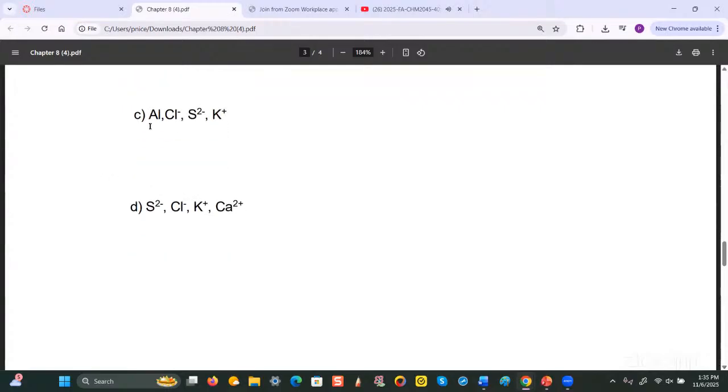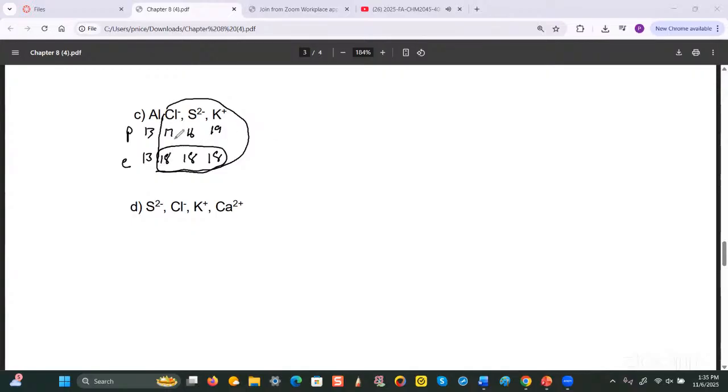Now, in the case of C, we have aluminum, chloride, sulfide, and potassium. So again, what I like to do is write down the number of protons and electrons. Aluminum is 13 protons and 13 electrons, right? Chloride is 17 protons and 18 electrons. Sulfide has 16 protons and 18 electrons. And potassium has 19 protons and 18 electrons, right? So these three are isoelectronic because they have the same number of electrons, right?